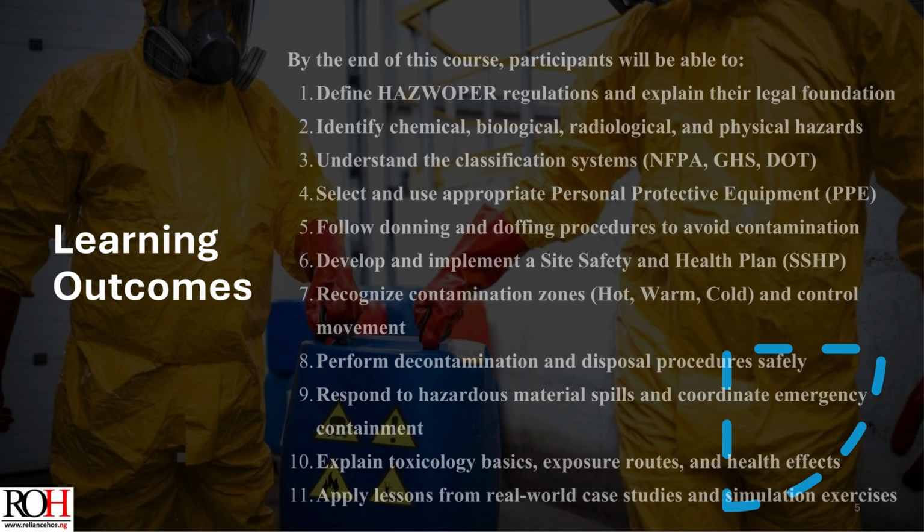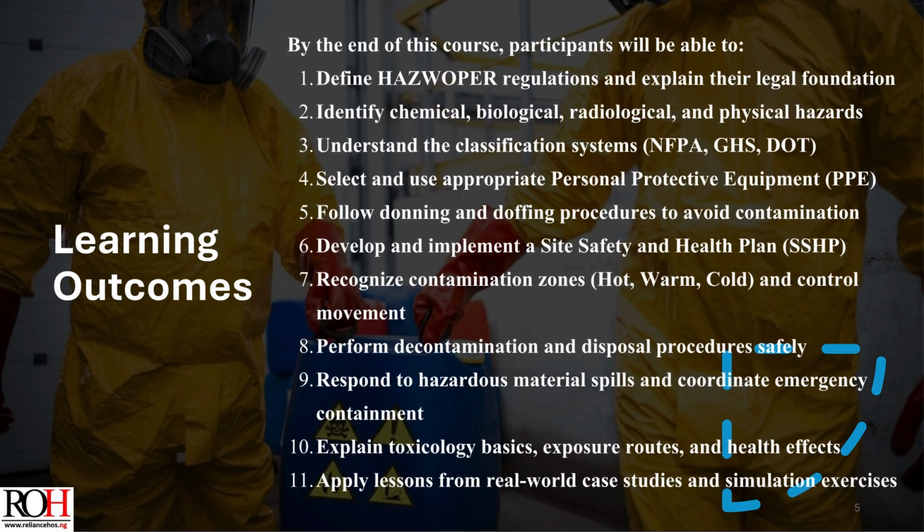Learning outcomes. By the end of this course, participants will be able to: 1. Define HAZWOPER regulations and explain their legal foundation. 2. Identify chemical, biological, radiological, and physical hazards. 3. Understand the classification systems, NFPA, GHS, DOT. 4. Select and use appropriate personal protective equipment, PPE. 5. Follow donning and doffing procedures to avoid contamination. 6. Develop and implement a Site Safety and Health Plan, SSHP.